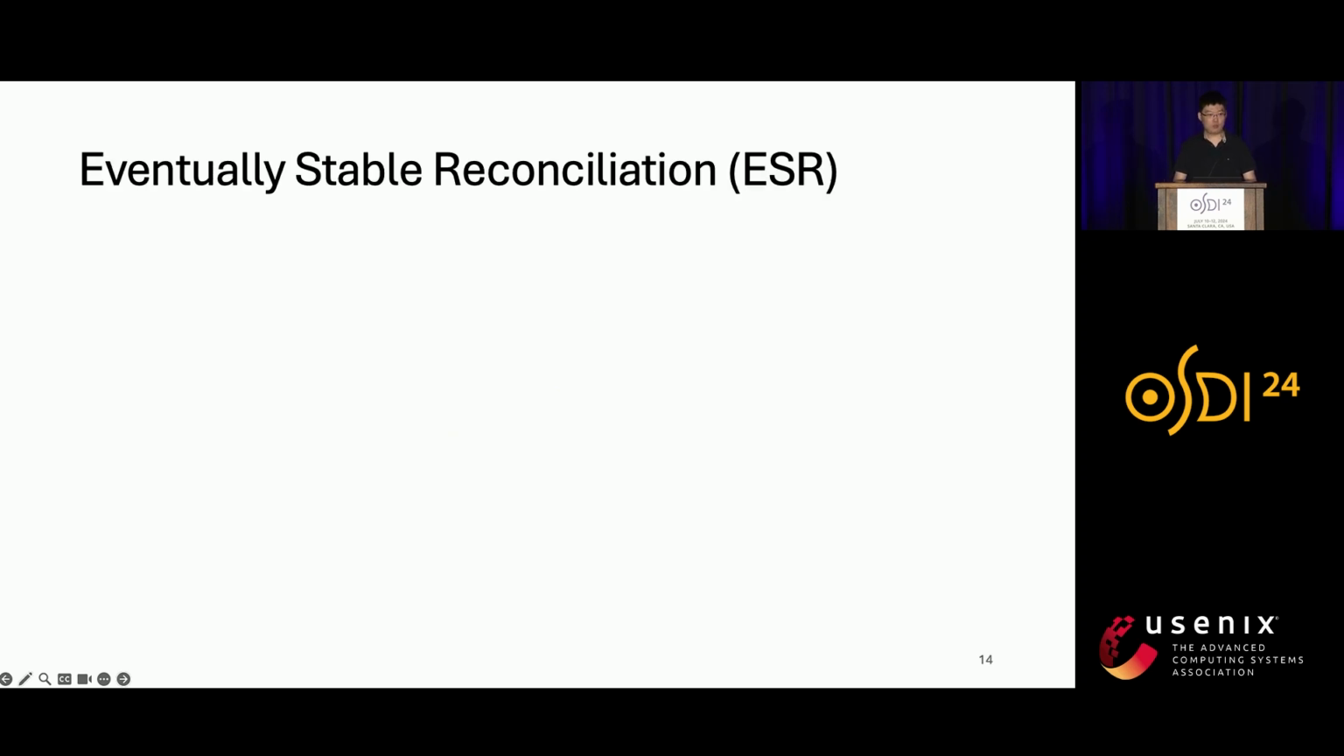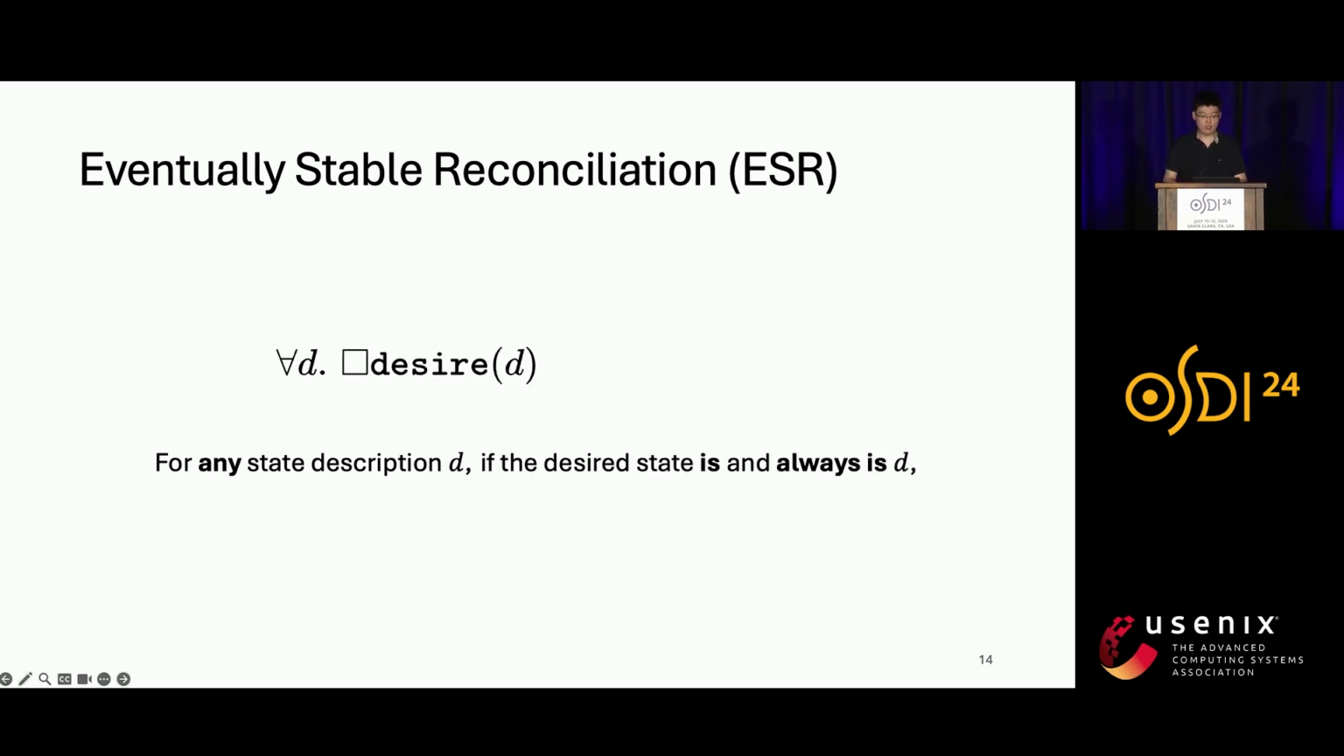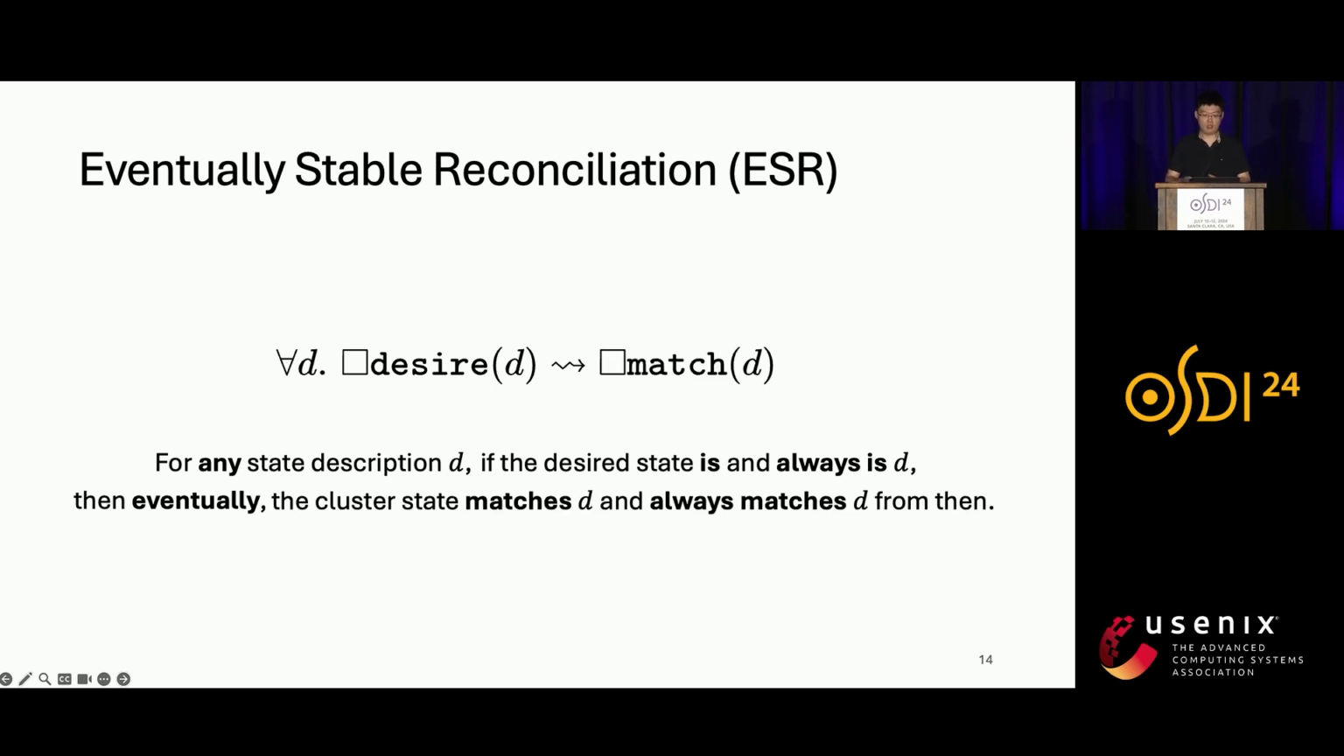So we capture progress and stability in one clean temporal formula called the eventually stable reconciliation, or ESR. ESR says that for any state description D, if the desired state is and always is D, or in other words, if the desired state is fixed to D, then eventually the cluster state matches D and always matches D from then.